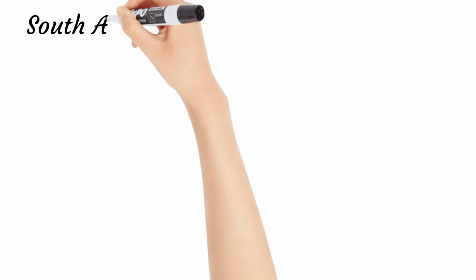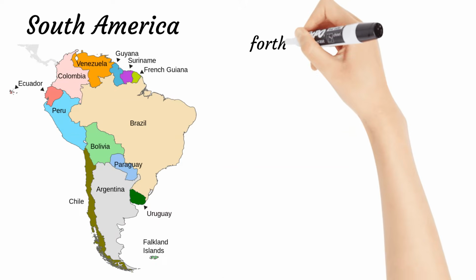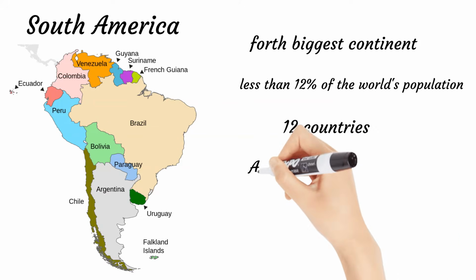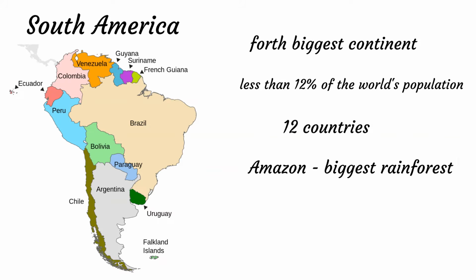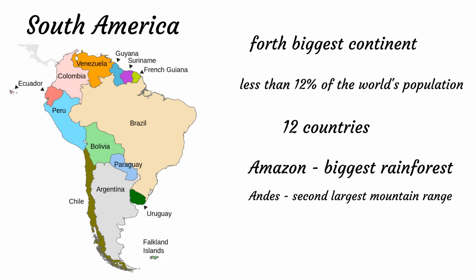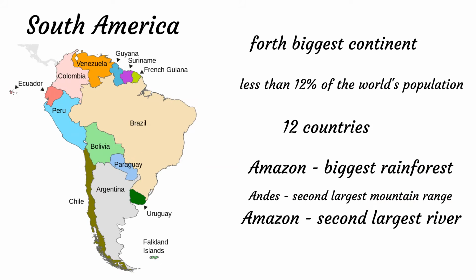South America, next in line as 4th biggest continent, contains less than 12% of the world's population. South America only has 12 countries. The Amazon, the world's biggest rainforest, is found here, as well as the Andes, world's second largest mountain range and the second largest river, Amazon. It is home for many exotic animals like llamas, sloths and jaguars.